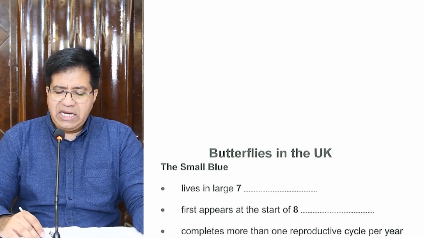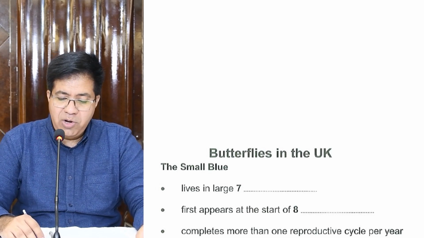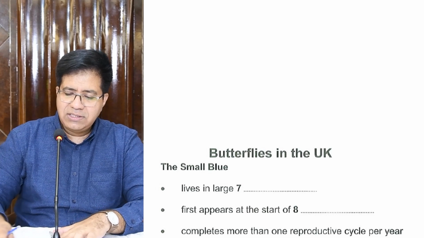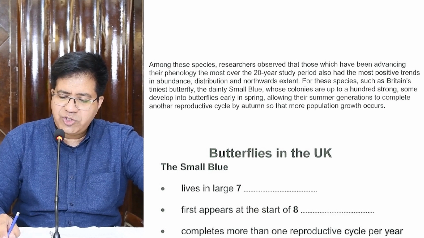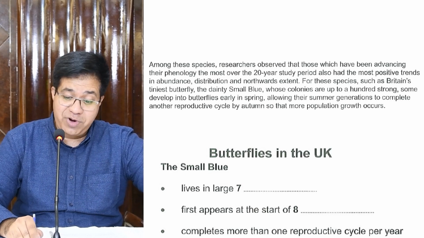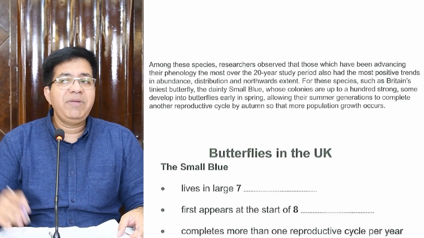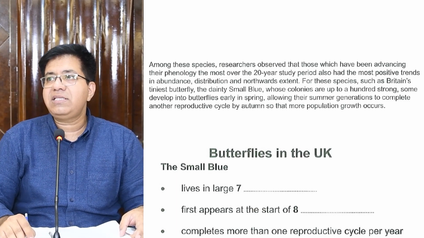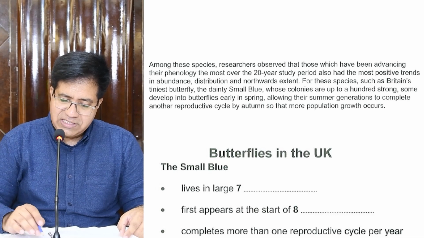Okay, question number 8. First appears. What first appears? Small blue, exactly. Small blue first appears at the start of dash. Now let's go back. Same line I'm reading after colonies are up to 100 strong. Some develop into butterflies early in spring. Well done. Develop into butterflies, that means appears, first appears. I mean, when they develop into a butterfly, it is their first appearance at the start of, and answer is spring. Spring is the season, okay, not the ones you watch. It's the other one, the real season.